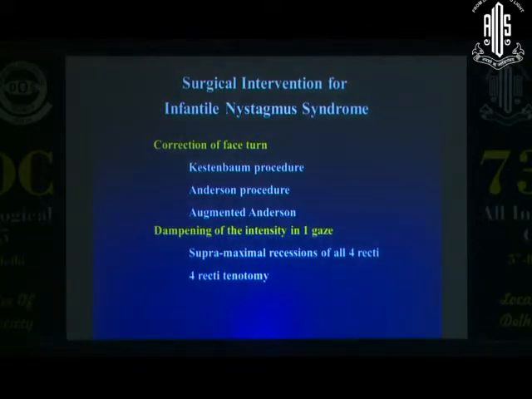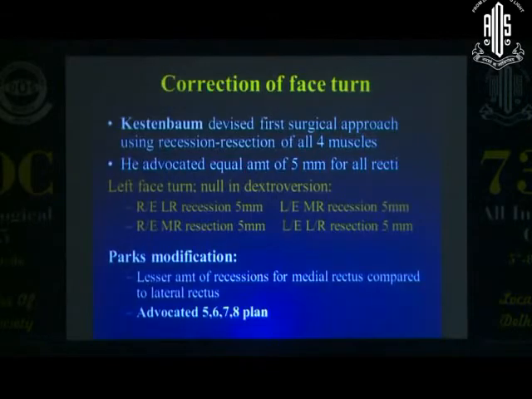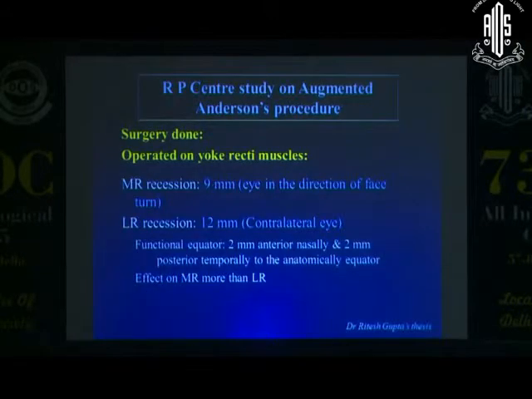So again, various techniques have been described. As we know, we do various ways in which we tackle the same squint. There are different schools of thought. So you can do a recess-resect procedure in all four horizontal recti. As I said, we prefer the augmented Anderson. In the augmented Anderson, we do the medial rectus recession of 9 millimeters and the lateral rectus recession of 12 mm.